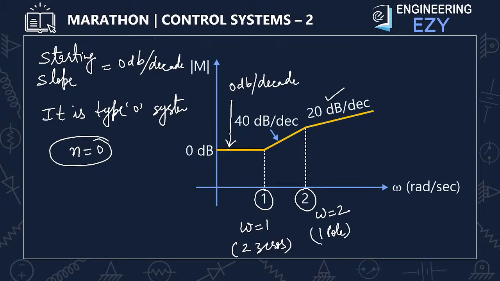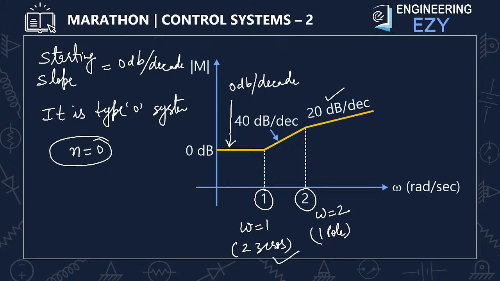So omega is equal to 1 and omega is equal to 2 are the corner frequencies. At omega is equal to 1, there are two zeros because of the change in slope. Change in slope is the slope after the corner frequency minus the slope before the corner frequency. After omega is equal to 1, slope is 40 dB per decade, and before omega is equal to 1, slope is 0 dB per decade. So change in slope is 40 dB per decade, so there are two zeros. If the change in slope is positive, there is a zero. If change in slope is negative, there is a pole. Okay. And n is equal to 0.